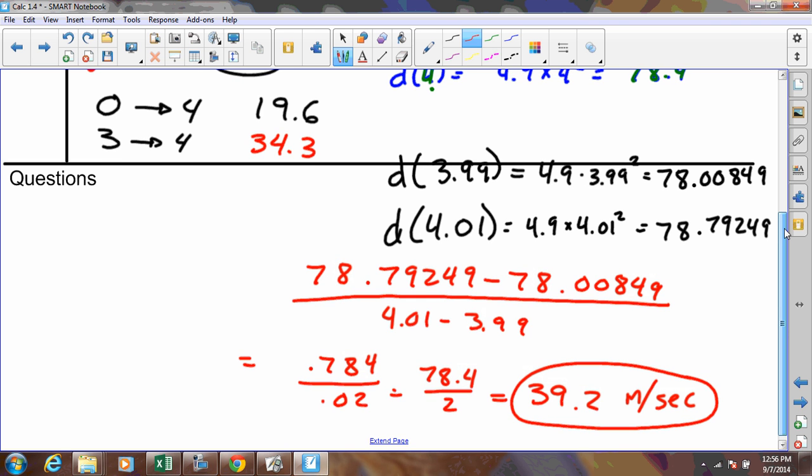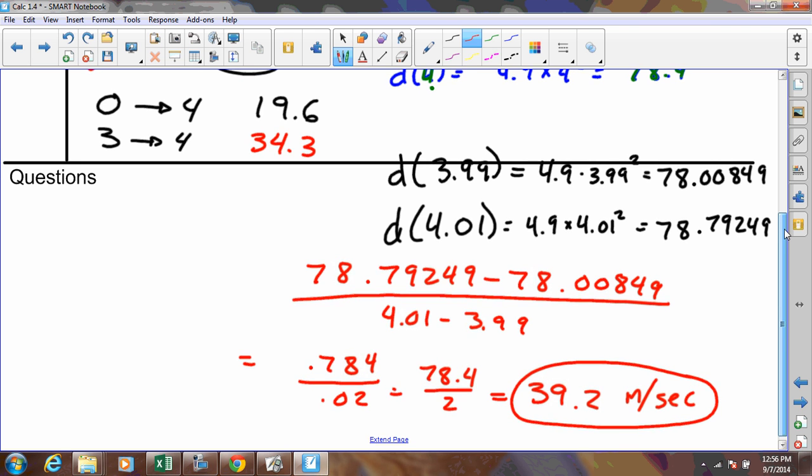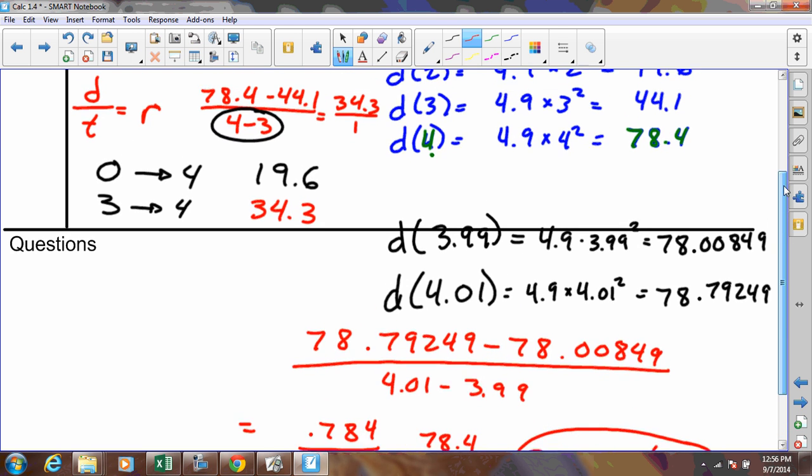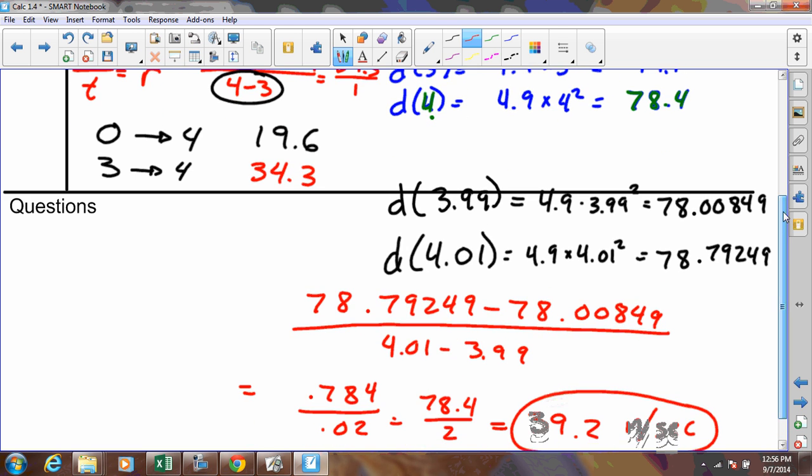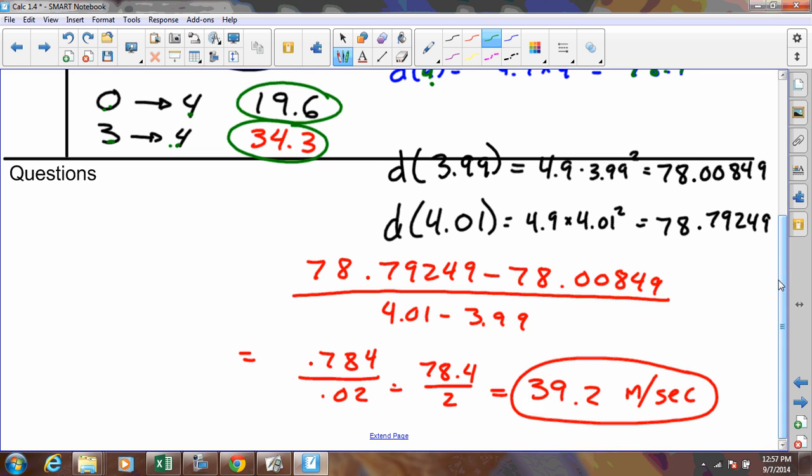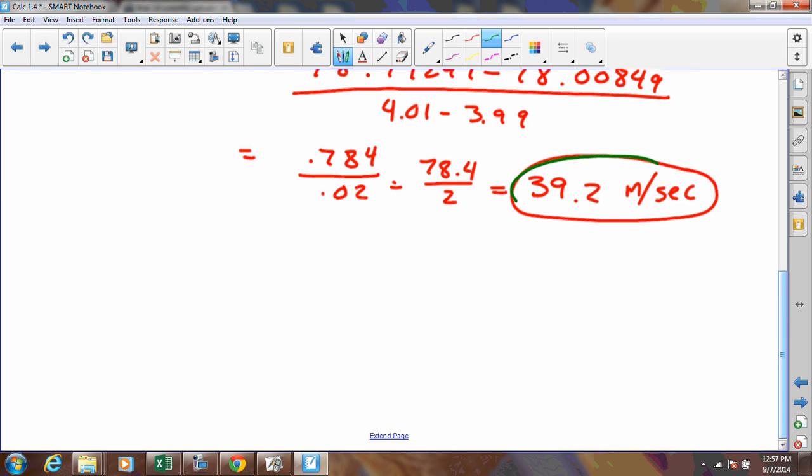And we know that is still changing. It's still speeding up. That's a lot better estimate than we'd initially started off and said. Over from 0 to 4, our first answer was 19.6. That was a very bad estimate because it was over such a wide period of time. Over a smaller period of time of only 1 second, we got a closer answer. But when we switched down to an even smaller 0.02, we got an even better answer.